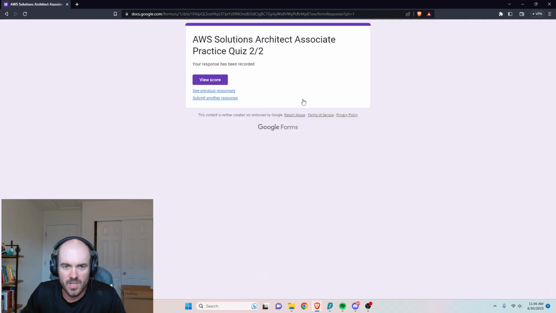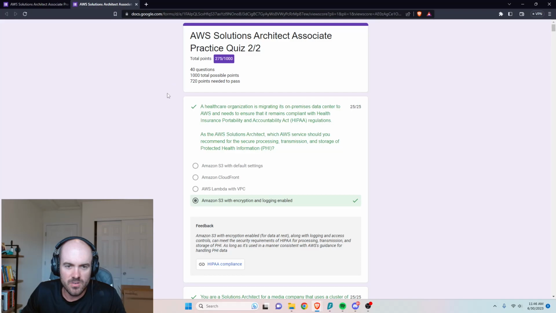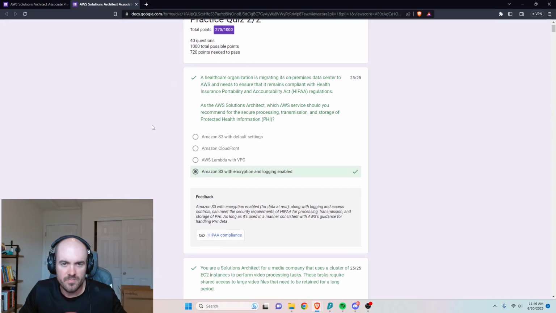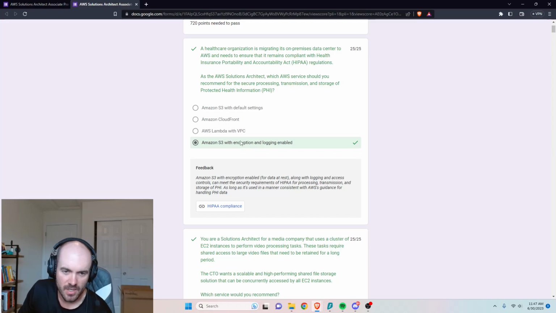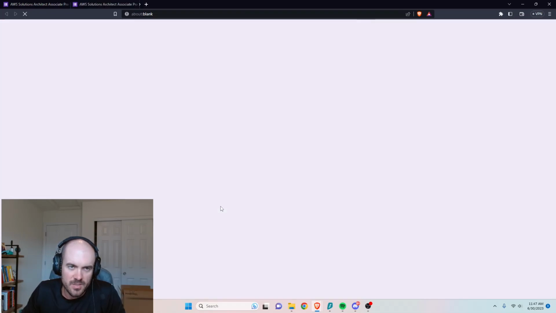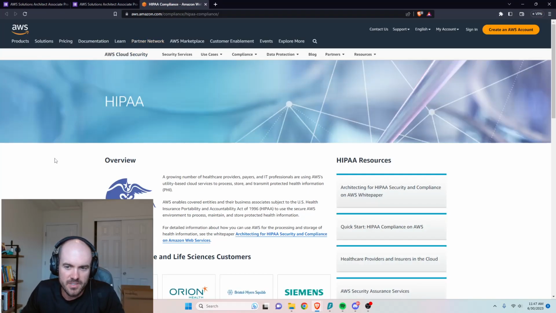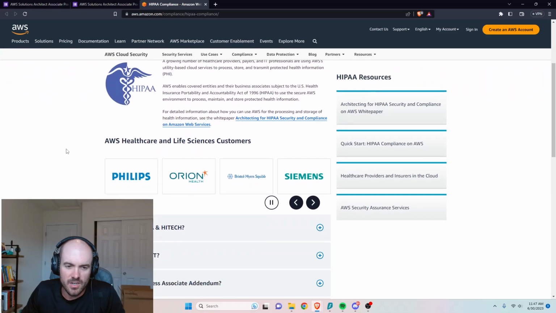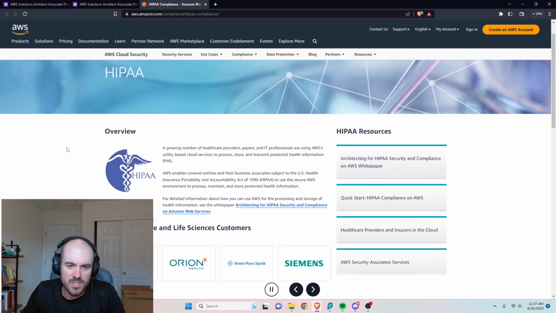So I'm going to submit. And then once you submit it, you're just going to say view score, and it will populate here. So, yep, this was correct. So Amazon S3 with encryption enabled for data at rest, along with logging and access controls, can meet the security requirements of HIPAA for the storage of protected health information, as long as it's used in a manner consistent with AWS guidance for handling PHI data. So we have a specific section here that does relate to HIPAA compliance from AWS, and you can check that out here. We don't need to dive too deep into this, but here it is.